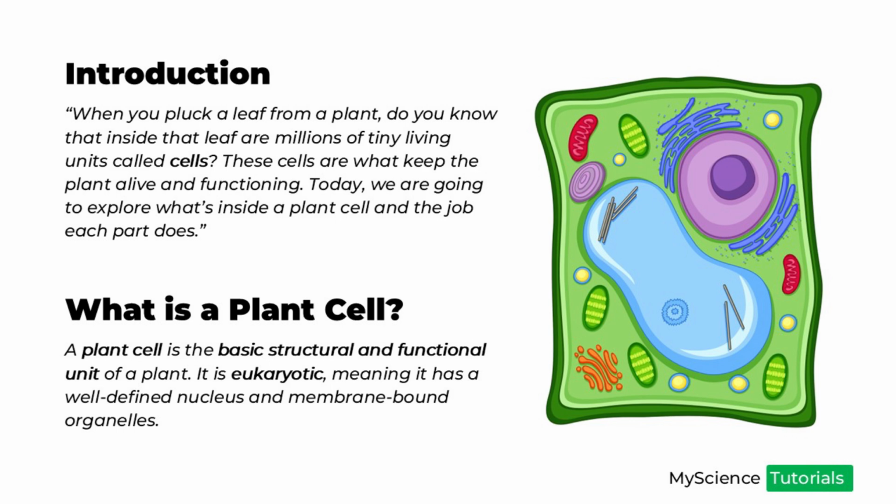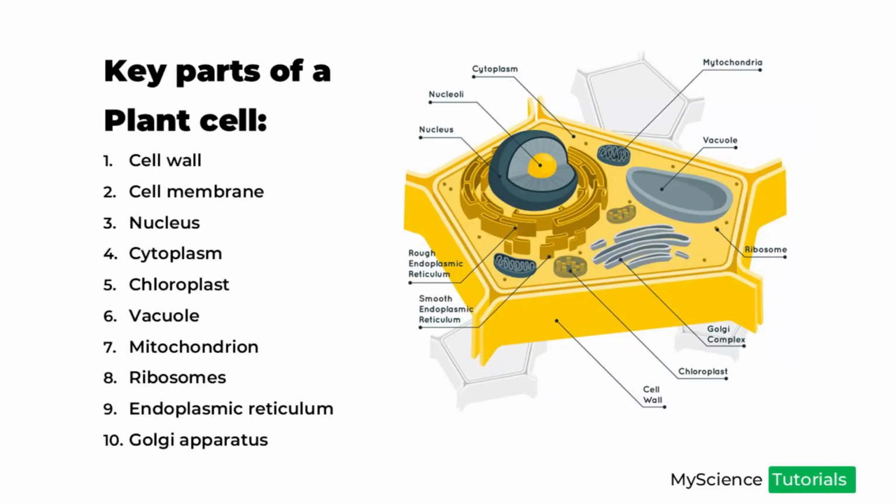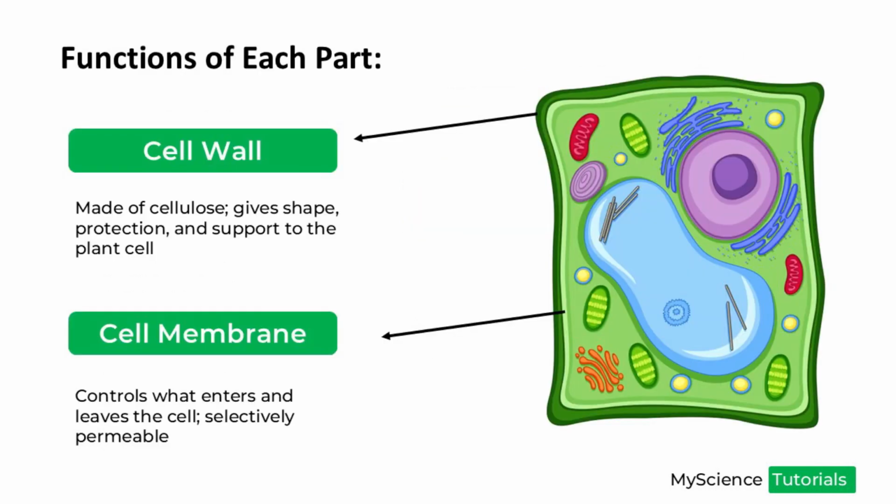What is a plant cell? A plant cell is the basic structural and functional unit of a plant. It is eukaryotic, meaning it has a well-defined nucleus and membrane-bound organelles. Key parts of a plant cell include the cell wall, cell membrane, nucleus, cytoplasm, chloroplast, vacuole, mitochondrion, ribosomes, endoplasmic reticulum, and Golgi apparatus.